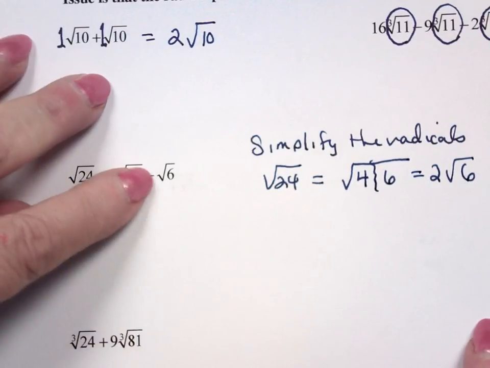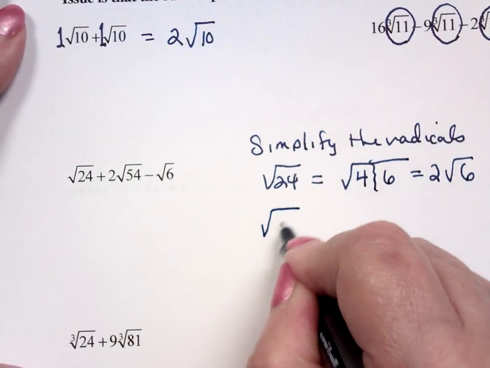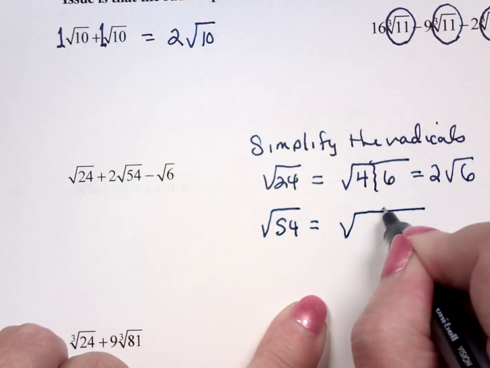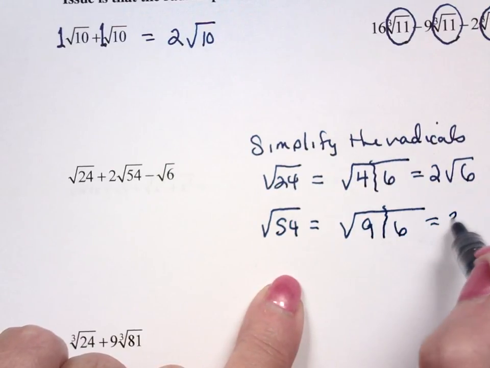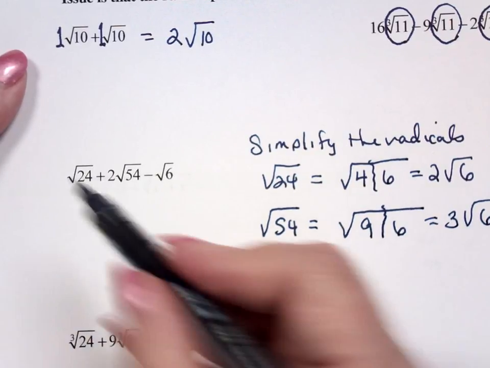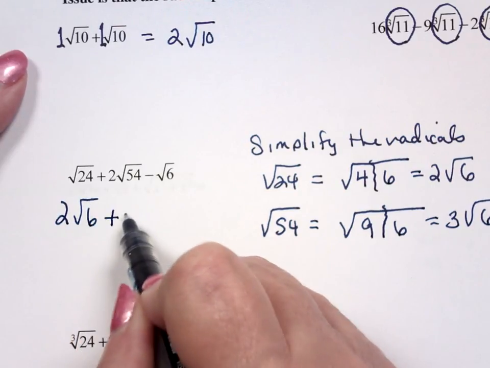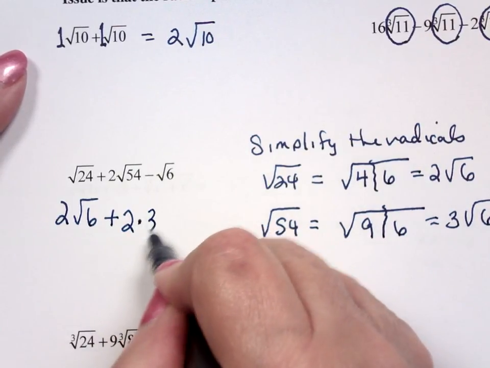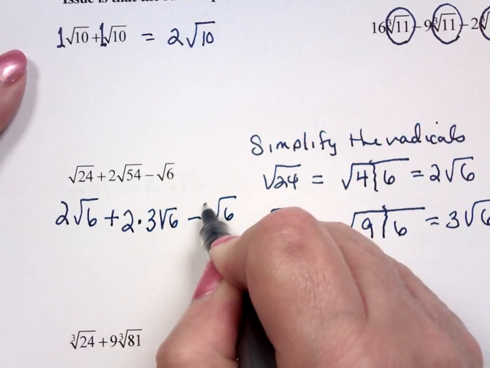So now that matches this guy in the end, right? So then I look at the square root of 54. Can he be written as 6 times a perfect square? Yeah, 9 times 6. So he's going to be 3 square roots of 6. So 24 can be replaced by 2 square roots of 6 plus 2 times the square root of 54, which is 3 square roots of 6, minus the square root of 6, which is 1 square root of 6.